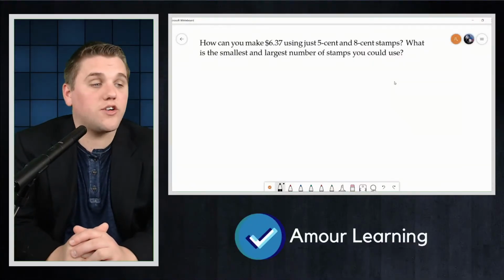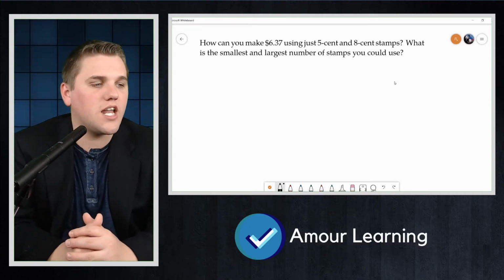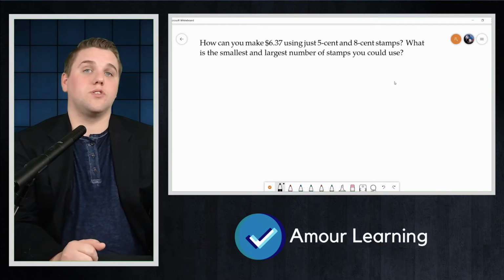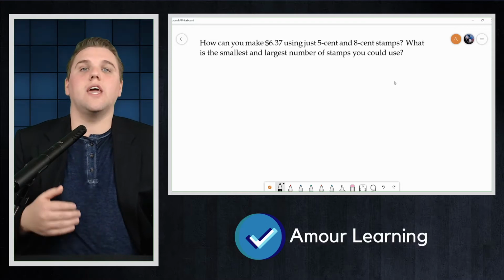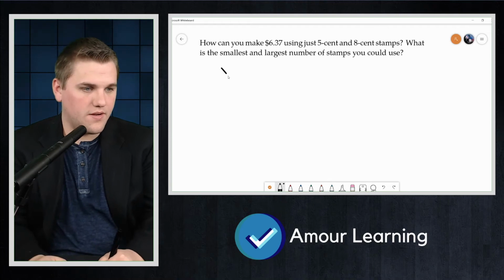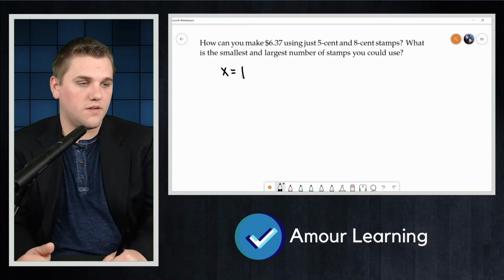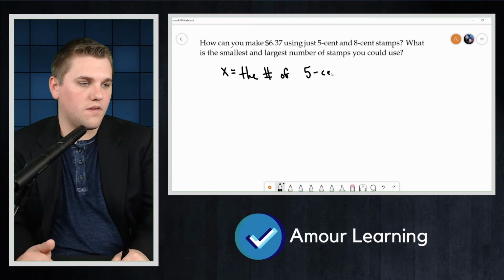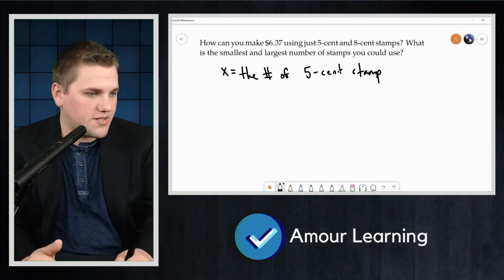All right, let's take a look at this problem. How can you make $6.37 using just 5-cent and 8-cent stamps? What is the smallest and largest number of stamps you could use? First, we need a Diophantine equation. We will work in numbers of cents. So let's let X be the number of 5-cent stamps, and then we're going to let Y be the number of 8-cent stamps.